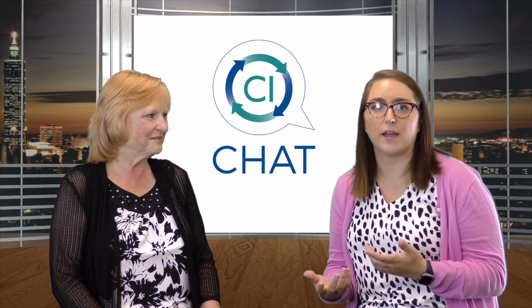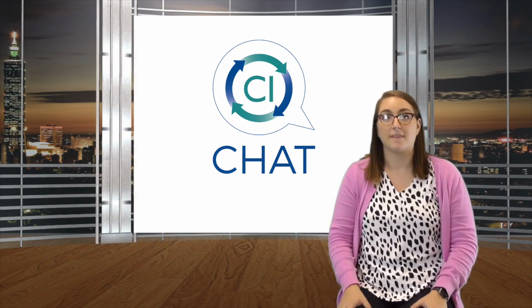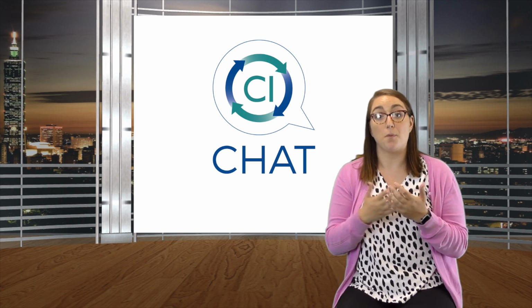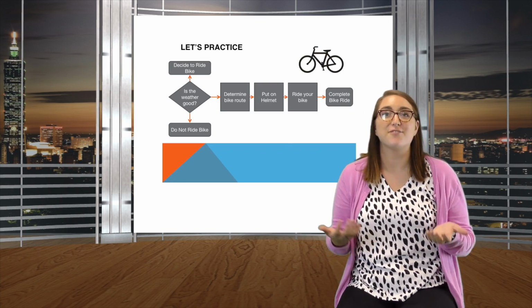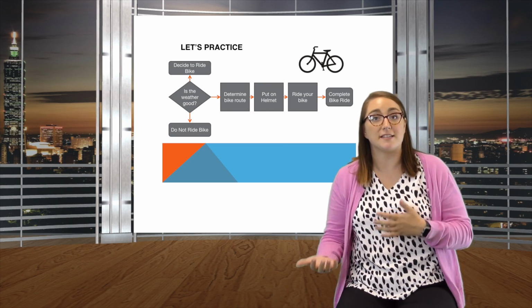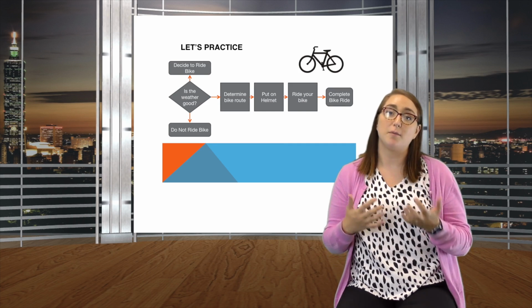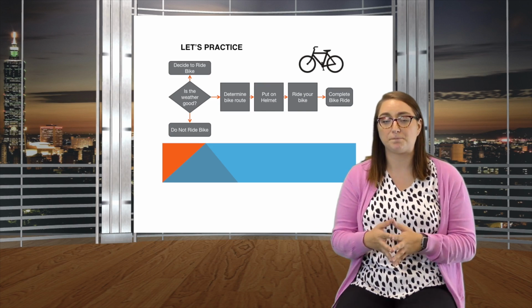Sure. Let's take a look at what this would show up like on the tool. So if you're using the FMEA tool, your first step is going to be to process map out whatever you're looking at. So in the example that I gave, we're riding a bike. This is a pretty simple process map. I'm going to decide to ride the bike. Is my weather good? Determine the bike route, put on the helmet, ride the bike, and complete the bike ride.